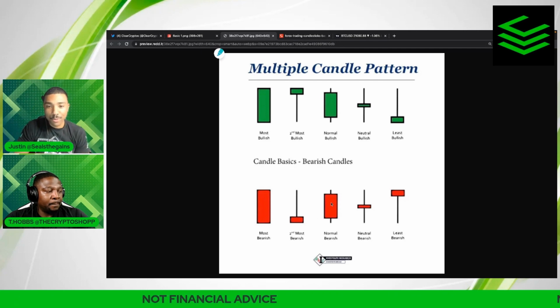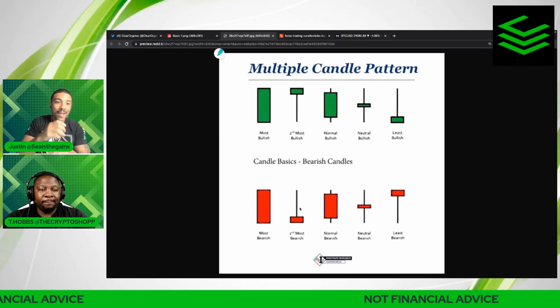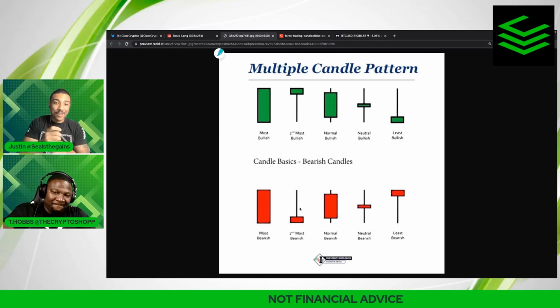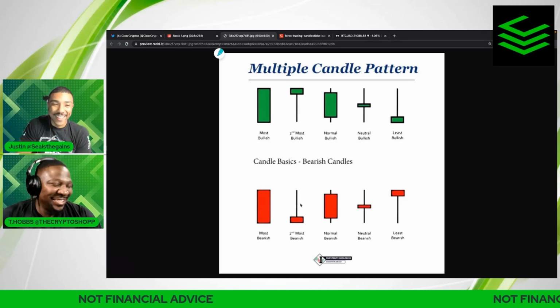You can think of it too with the hammer candle, because that wick is like Thor's hammer. How you can hold on to Thor's hammer, that's how you can think of a hammer candle. Can't get it up. Yep.